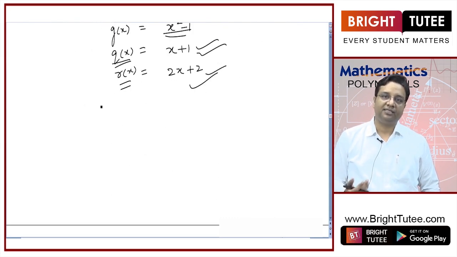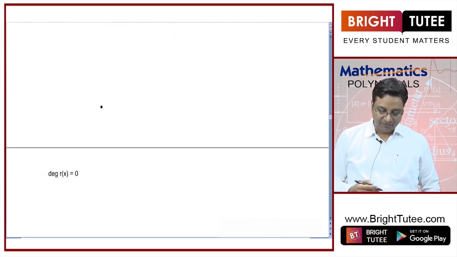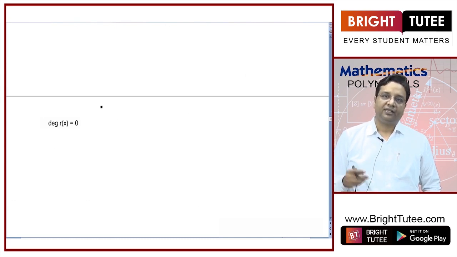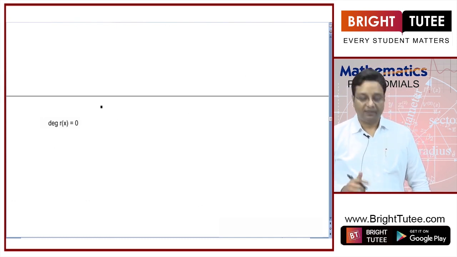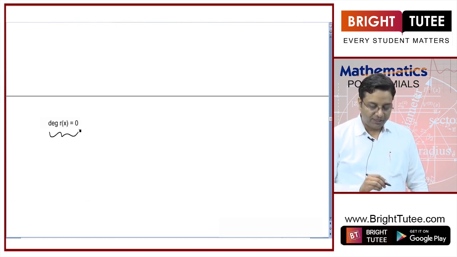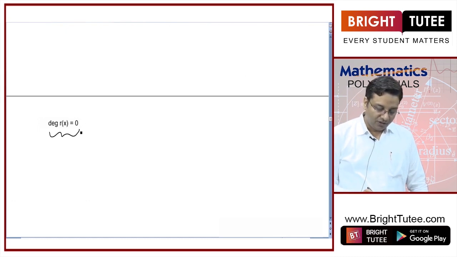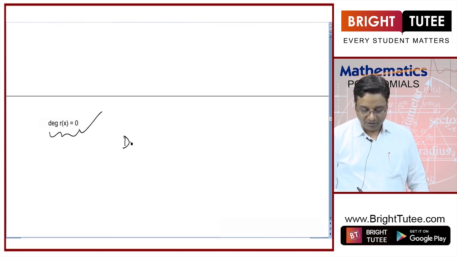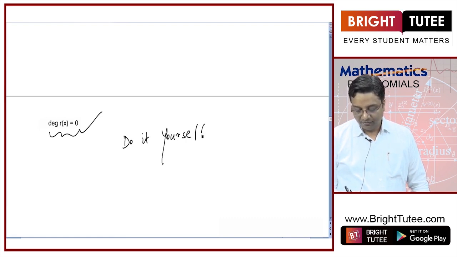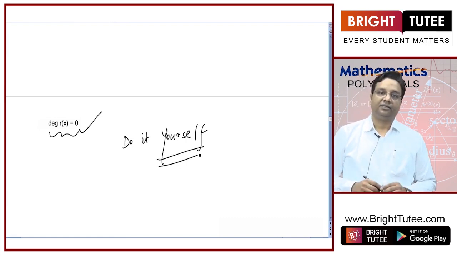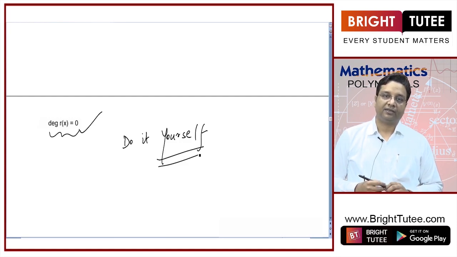You can memorize these or you can create them there and then, but if you create them there, then it will be a little difficult, right? So I would recommend that you remember these expressions. Degree of r(x) equal to 0, I leave it to you. Do it yourself, right? So this was about this lecture. Thank you.